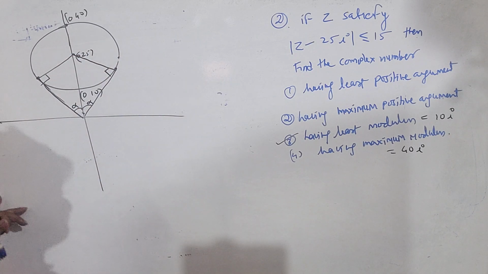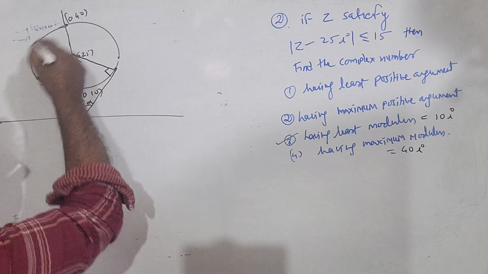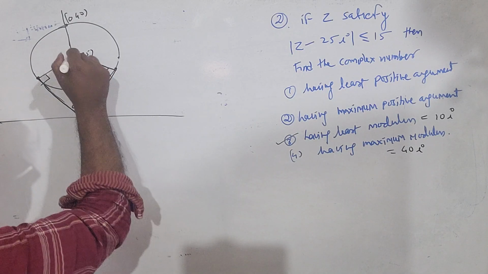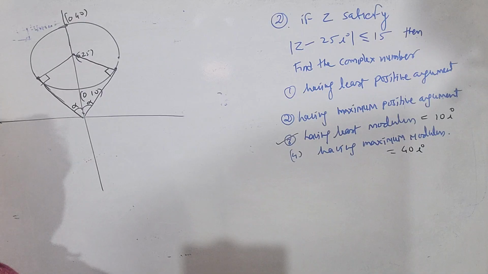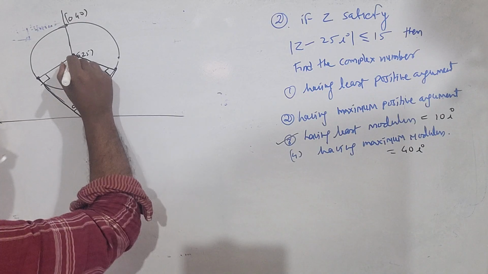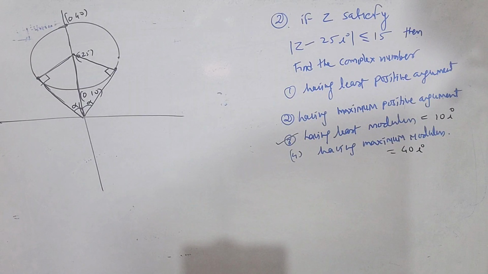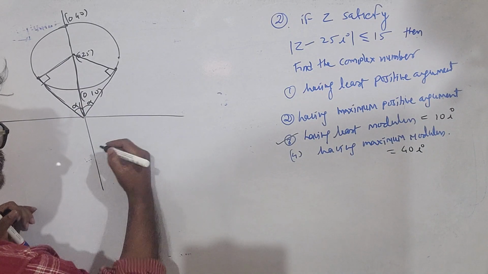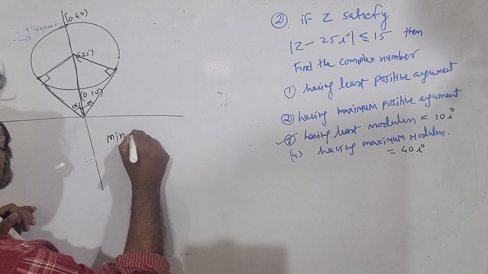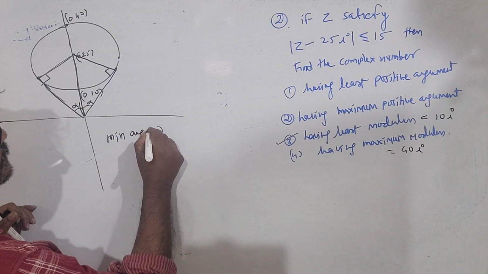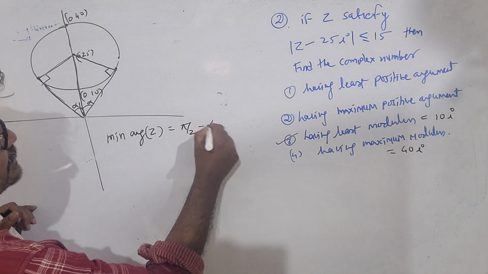Why 90 degrees? The concept of coordinate geometry, you know, circle. This is tangent. This is the point of tangency. This is the center. This side is the same in this triangle, these sides are the same. So by symmetry, this is alpha and alpha. So therefore the minimum argument of z will be pi by 2 minus alpha.